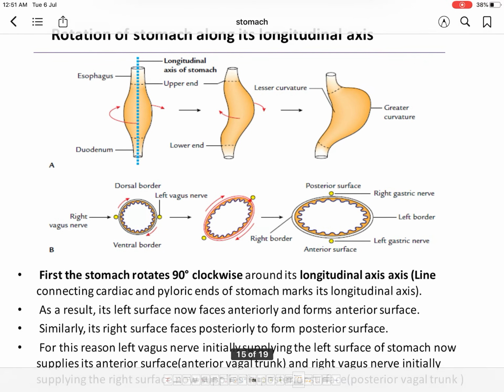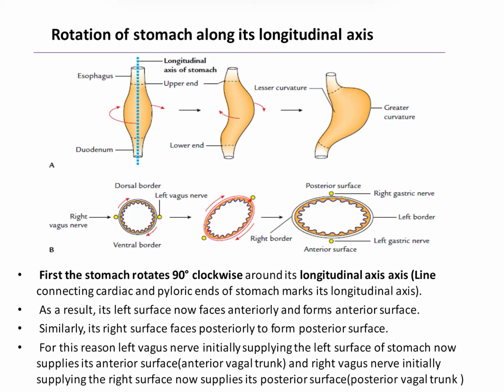Here you can see the longitudinal axis, shown by the blue dotted line, which joins the cardiac and pyloric end of the stomach. So first, the stomach rotates 90 degrees clockwise around its longitudinal axis, and that's why the left surface now faces anteriorly and becomes the anterior surface, and the right surface faces posteriorly and forms the posterior surface.